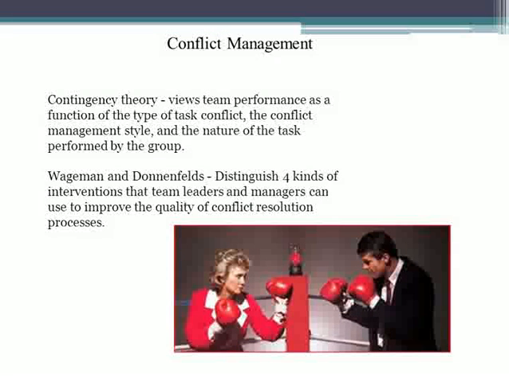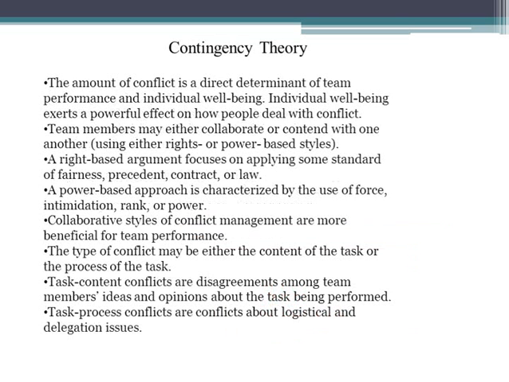Now I will discuss conflict management. I will discuss contingency theory, which views team performance as a function of the type of task conflict, the conflict management style, and the nature of the task performed by the group. And Wageman and Donenfeld's conflict intervention model, which distinguished 4 kinds of interventions that team leaders and managers can use to improve the quality of conflict resolution processes.